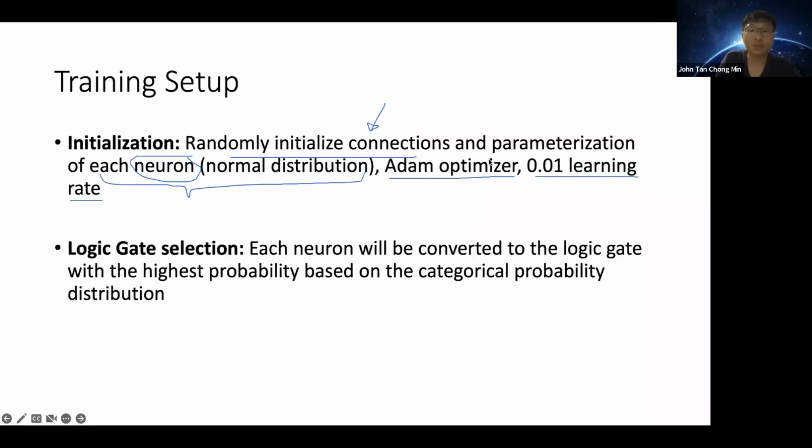They say Adam is used because Adam remembers the last few gradient updates and helps to converge faster. I quite agree, because Adam has been quite useful for me as well. Next, the logic gate selection. As I said earlier, at inference time, based on the categorical probability, you will select the logic gate with the highest probability. Okay, so that's more or less it.